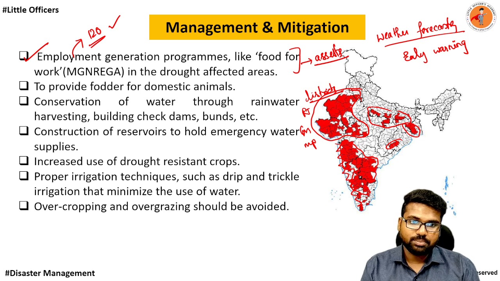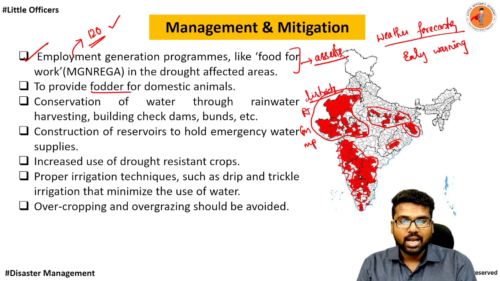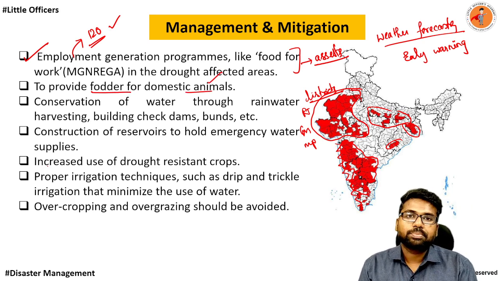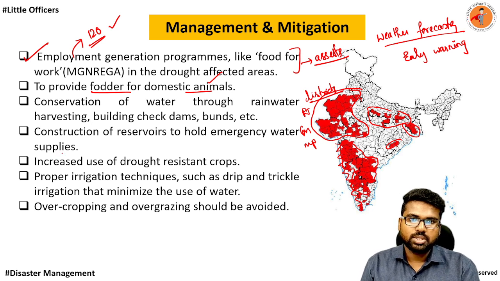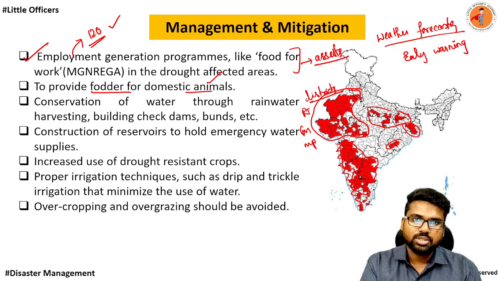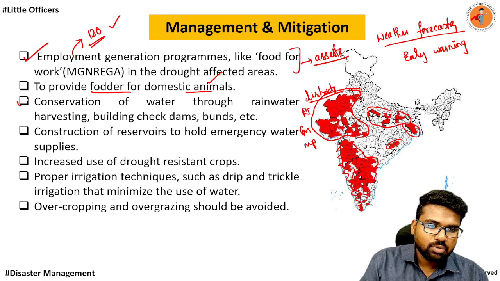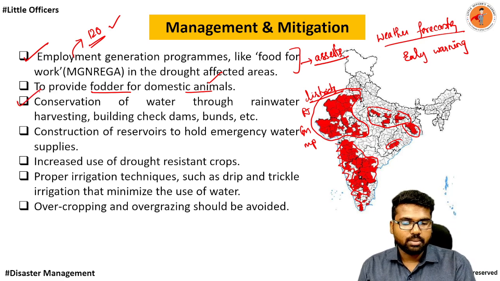Groundwater recharging, and the second thing is providing fodder and water to the domestic animals. ठीक है, you must have seen in summers, or in peak summer or peak drought kind of situation, many people supply water to the animals and water to the people. You might have seen at different locations people are giving water. Then conservation of water through rainwater harvesting, building check dams, bunds.